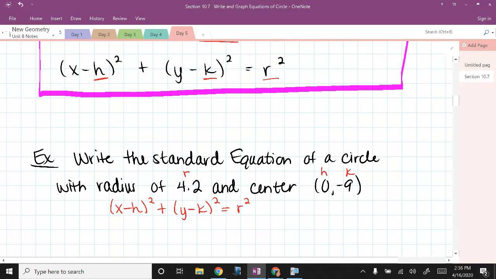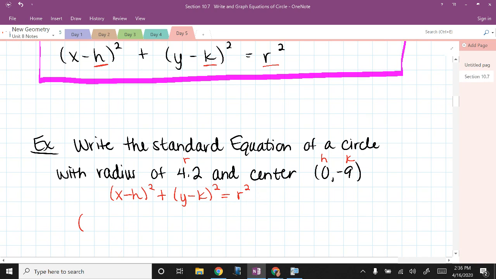So you're just going to plug them in, basically. X and Y are going to stay there. We're just plugging in H, K, and R. So you keep X and Y just like they are. It's going to be X minus H, which means you change the sign of it. Well, 0 doesn't really have a sign, so you can just put plus or minus 0, plus Y minus K. My K is -9, and minus a -9 means +9. So basically you change the sign of your H and K, equals R squared, and my R is 4.2, so I'm going to say 4.2 all squared.